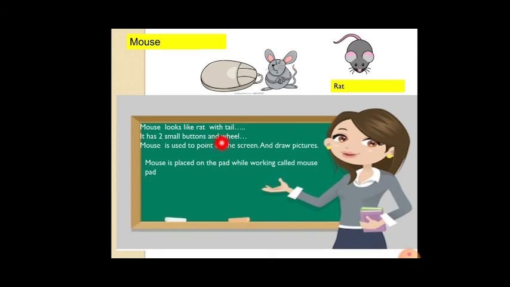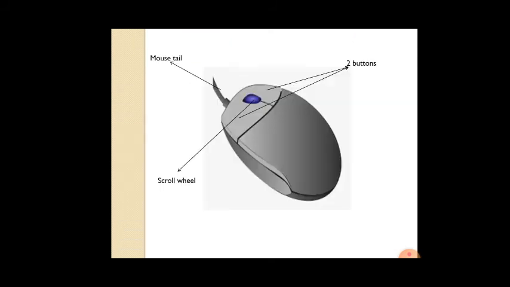It has two small buttons and a wheel in the center. Mouse is used to point on the screen, that is, on the monitor, and draw pictures. We'll discuss this in the next class. Children, you like to draw pictures, right? Using the mouse, we can draw pictures on the monitor or screen. The mouse is placed on a pad while working, called a mouse pad.